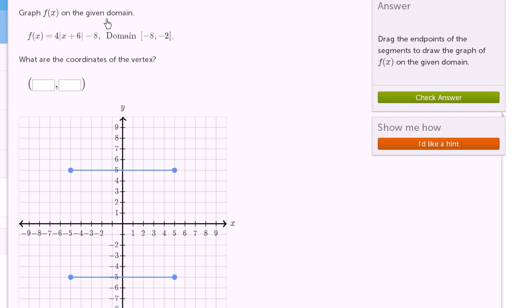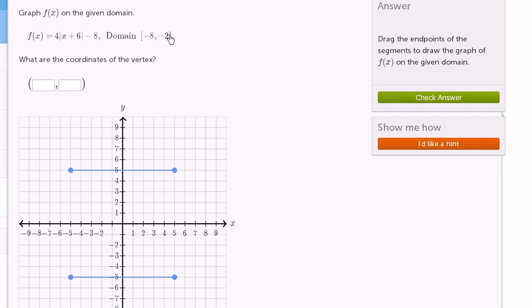Graph f of x on the given domain. So f of x is equal to 4 times the absolute value of x plus 6 minus 8. And the domain is x between negative 8, including negative 8. This bracket means that we're going to include this endpoint, and negative 2.